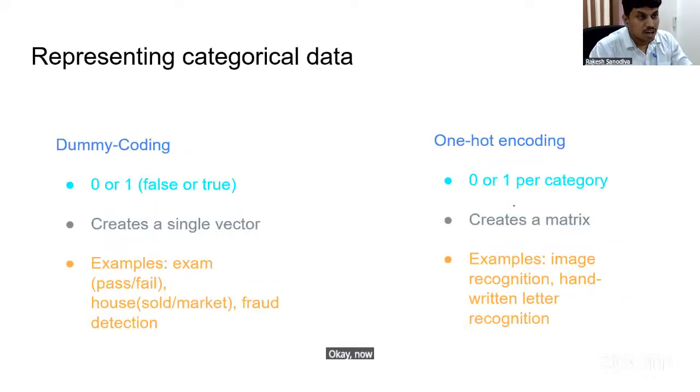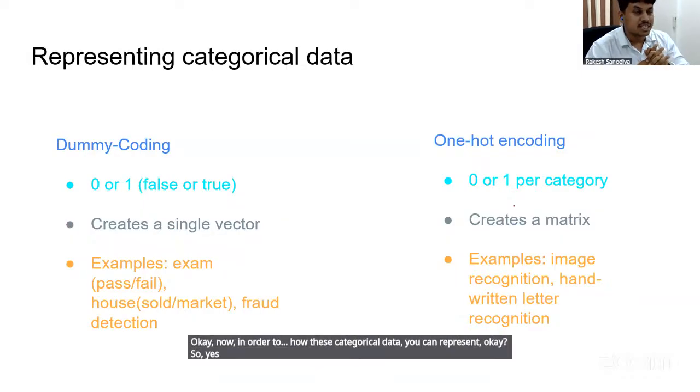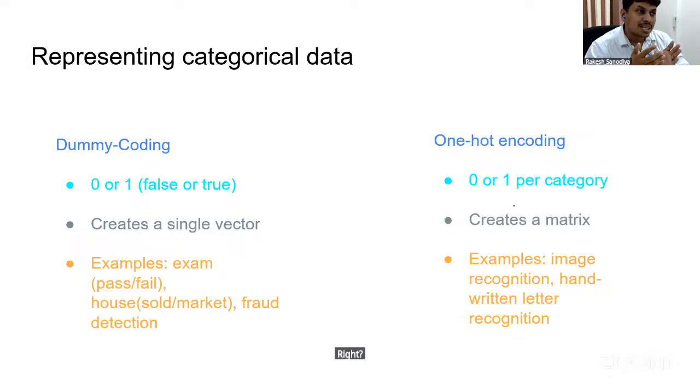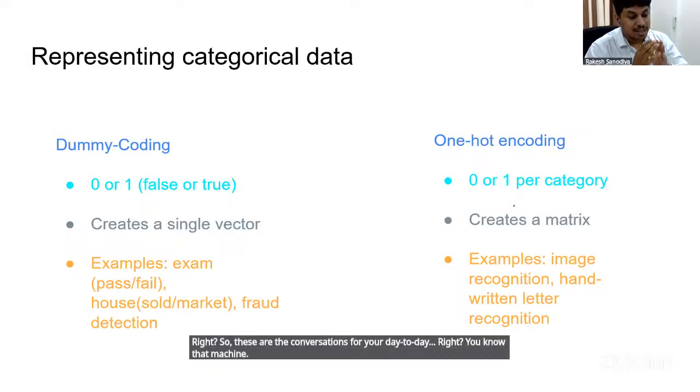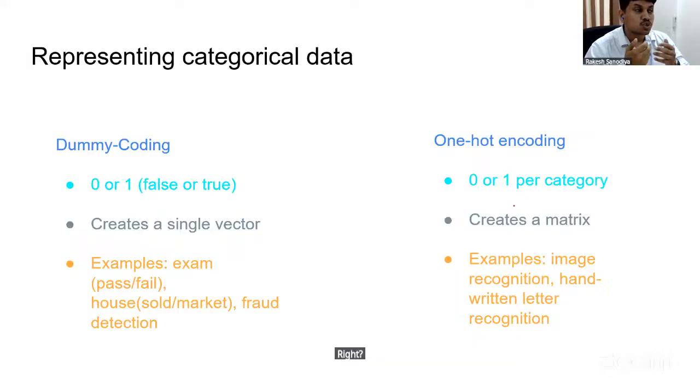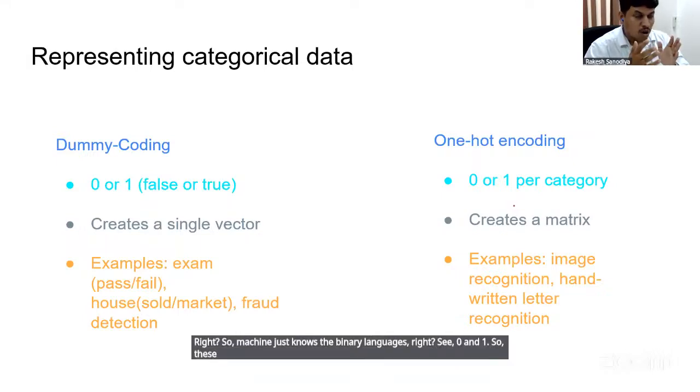Now, how can you represent this categorical data? For example, whether you have watched the movie, yes or no. These are conversations from your day-to-day life, but you know that machines cannot easily understand these conversations. The machine just knows the binary language, 0 and 1. So how can you teach or feed these observations, yes or no, pass, fail, what grades you have obtained, to the machine?